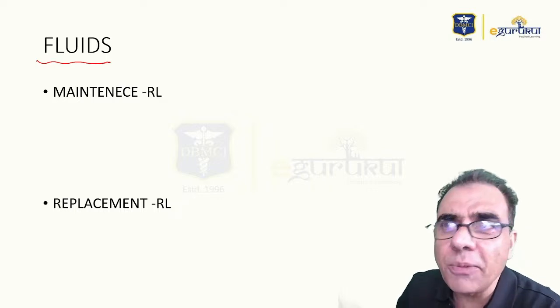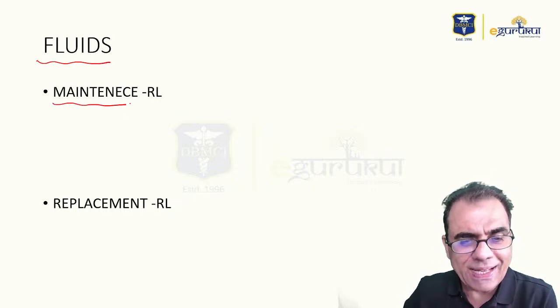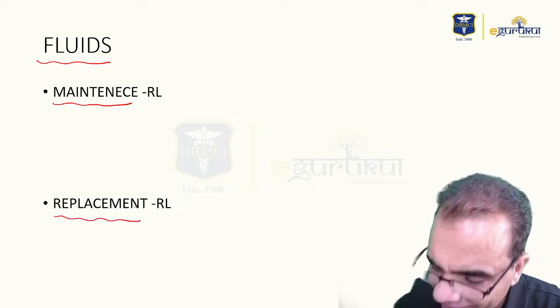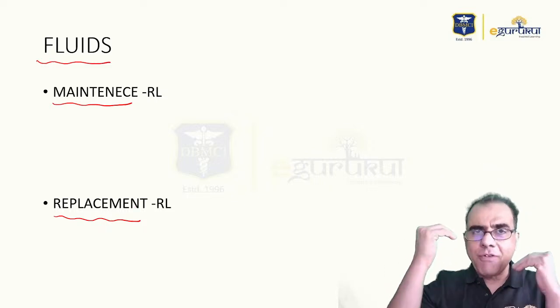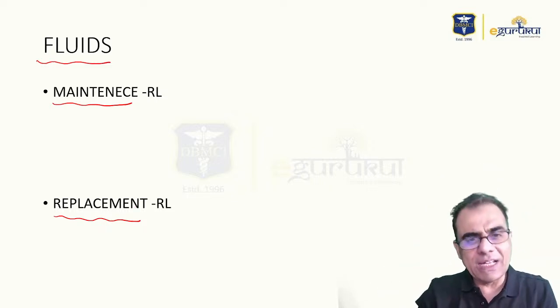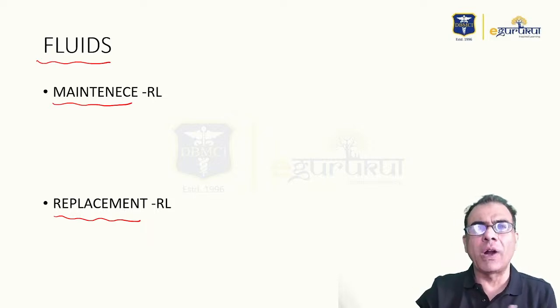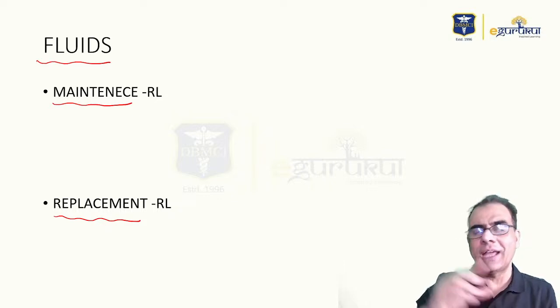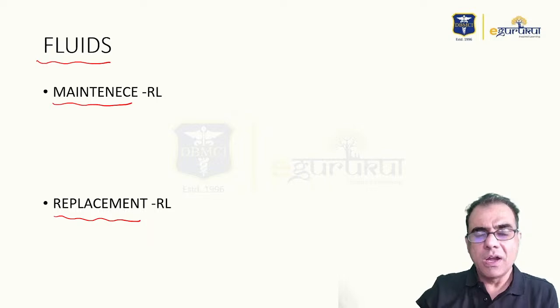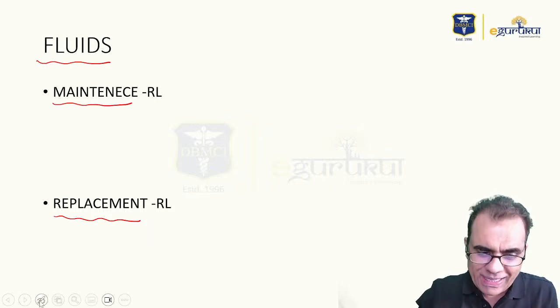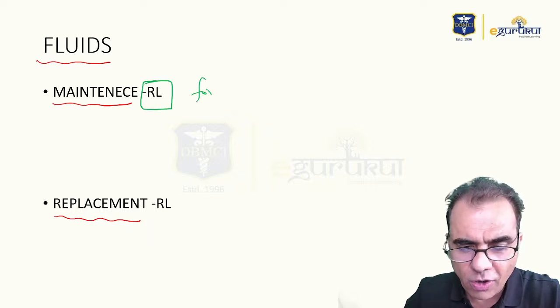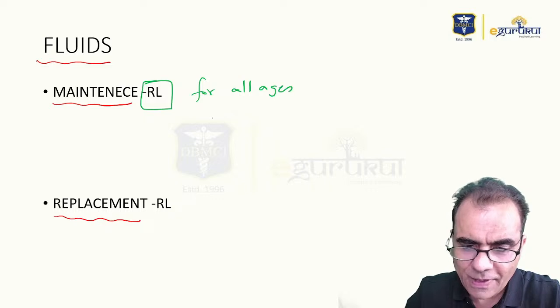Fluids in the intraoperative period we use either for maintenance or for replacement. Maintenance fluid means hourly we require fluid, so that is a maintenance fluid, and replacement fluid means fluid whatever has been lost. So we calculate the loss, and based on that loss we keep on replacing the fluid. Now the best fluid for maintenance is ringer lactate for all ages and all type of anesthesia.